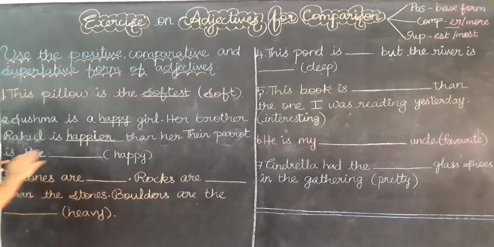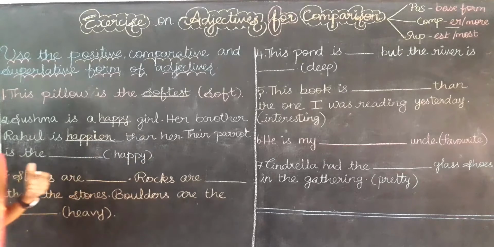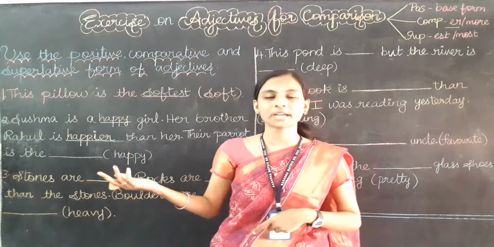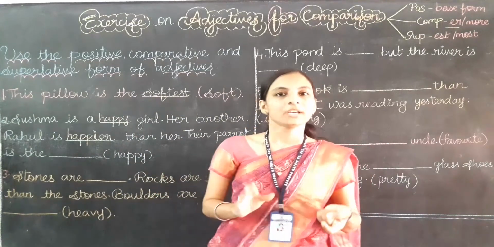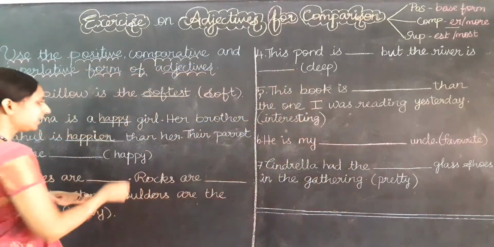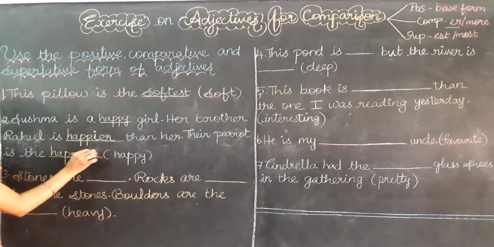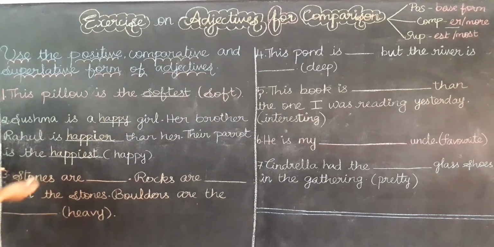Then their pet parrot is the dash. It is not only happier than these two. So we are showing the best of the parrot only. It is very happy. So then we need to use superlative only. So here we have added IER, means here we need to use superlative degree. So we need to add IEST. Happiest. Their pet parrot is the happiest is the correct answer.